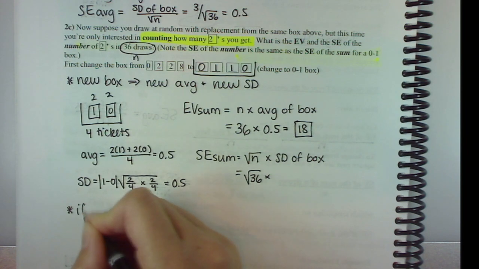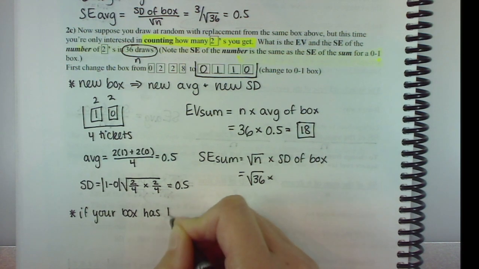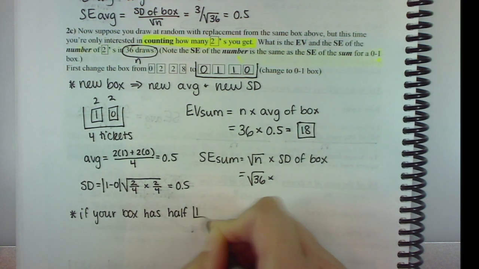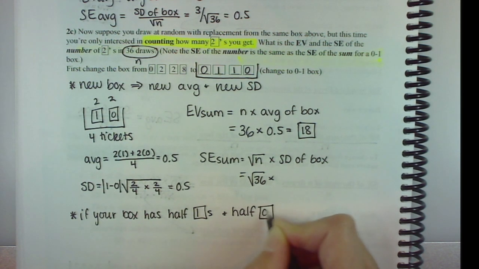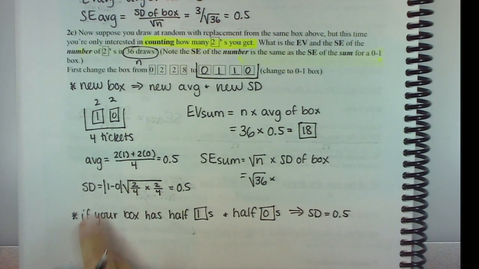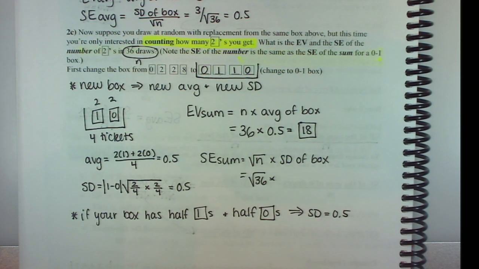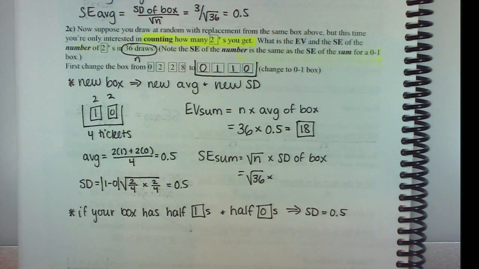So anytime your box has half 1s and half 0s, your SD is going to be 0.5, because your outside part will be 1 minus 0, which is 1, and then your fractions will be 0.5 times 0.5. The square root of that gives me 0.5. As we do more and more practice, you'll see that this comes up a lot. So I thought I would just say that now if it saves you a bit of time.